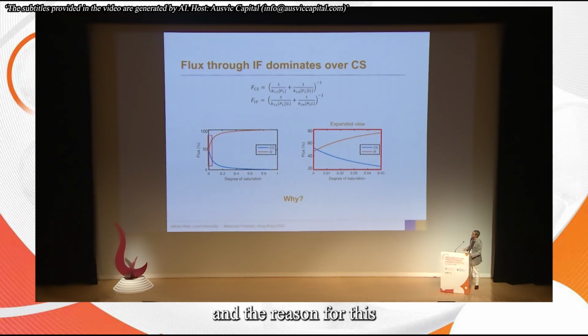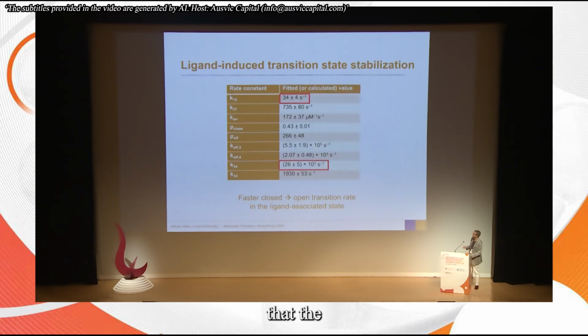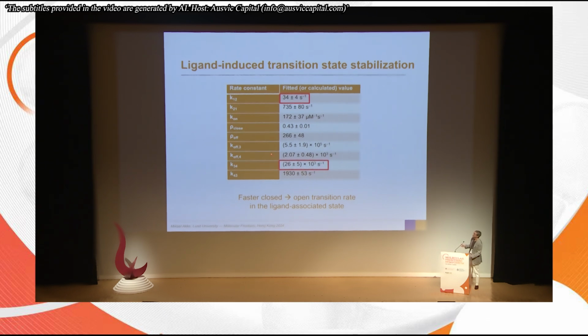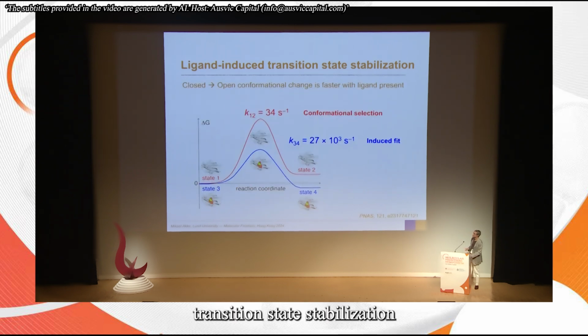And the reason for this is that the rate of going from the closed to the open conformation is about 1,000-fold faster when the ligand is present than when the ligand is not present. So this basically amounts to a transition state stabilization of the protein conformational change.